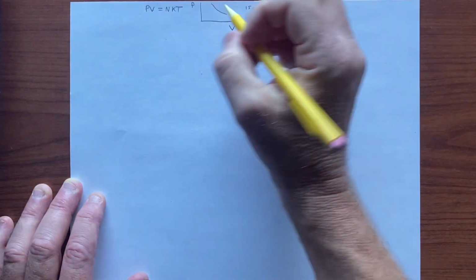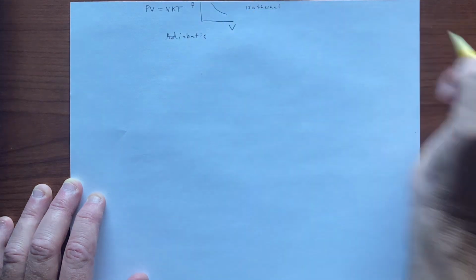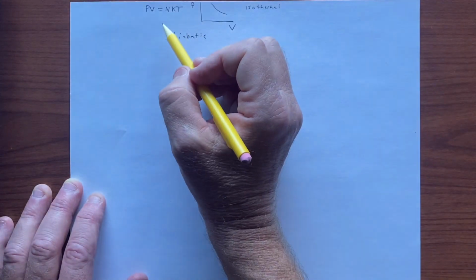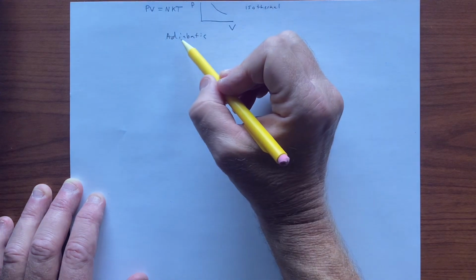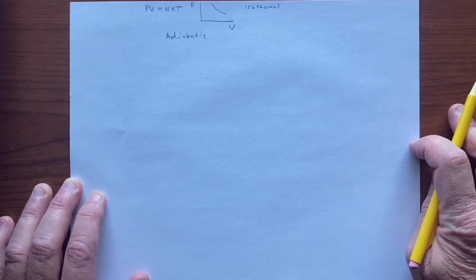And now we want to think of an adiabatic process and try to derive the path in the PV diagram for an adiabatic process. It won't be exactly the same, right? So we'll see, we want to try to derive this.